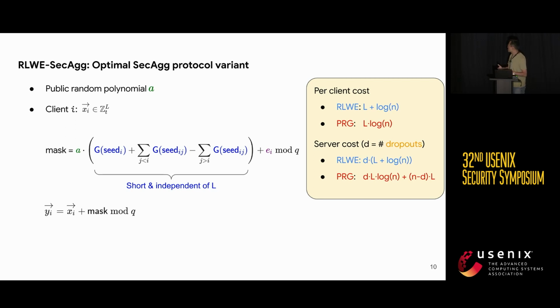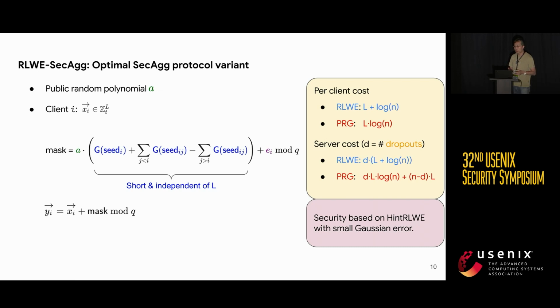On the server, the saving is similar, and in practice, when we have dropped-off clients, the server saving is actually more significant. For security, we can prove that our protocol still protects individual users' input just by assuming the standard LWE assumption. Also, our security proof doesn't need a large error. We can get by with a very small Gaussian error.